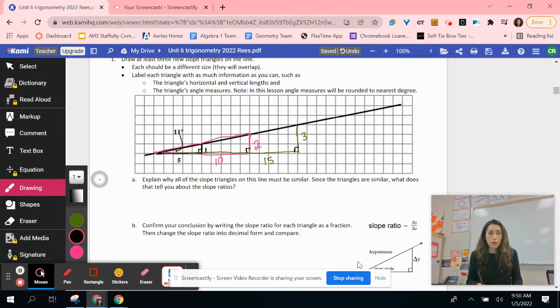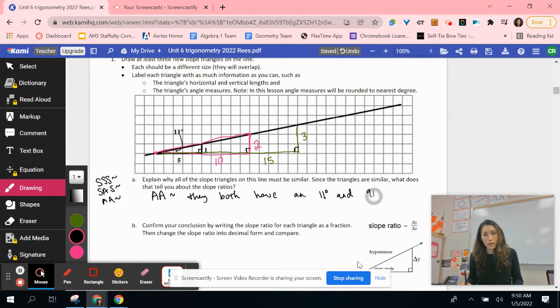So remember, our similarity reasons would be side-side-side, side-angle-side, and angle-angle. Well, the easiest way out of those three to determine why these triangles are similar is because of angle similarity. They both have an 11-degree angle and a 90-degree angle.